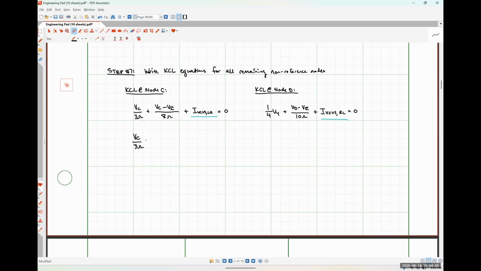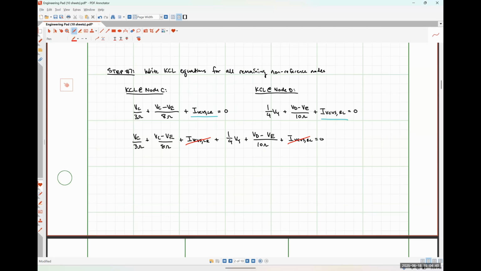So if I add these two guys together, I wind up getting VC over 3 ohms plus VC minus VE over 8 ohms plus IVCVS from left to right plus 1/4 Vy plus Vd minus Ve over 10 ohms plus IVCVS from right to left is equal to 0. And because these two currents are equal to each other but are in opposite directions, they wind up canceling each other out.